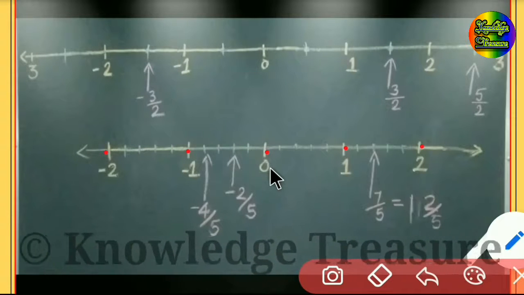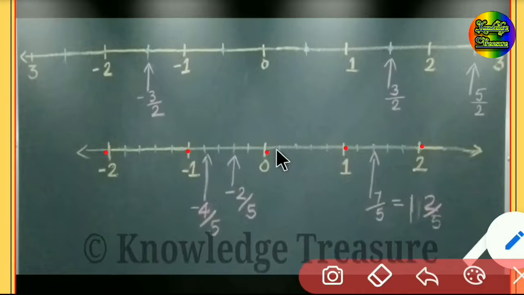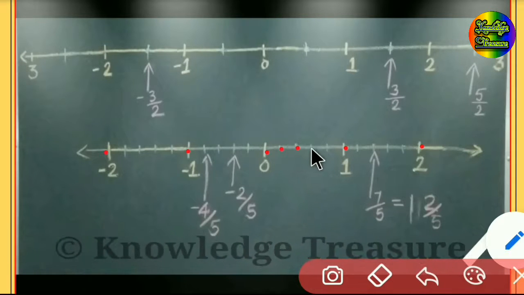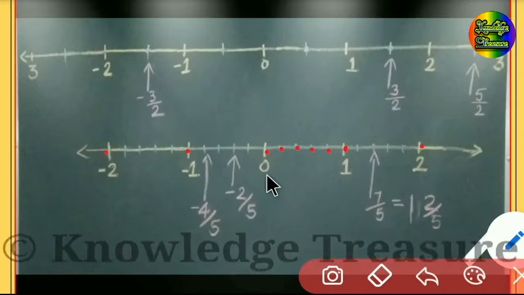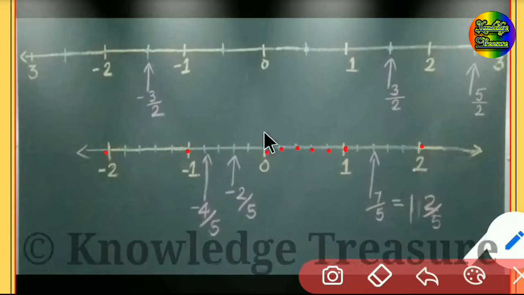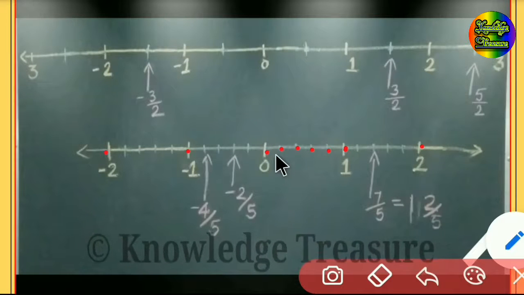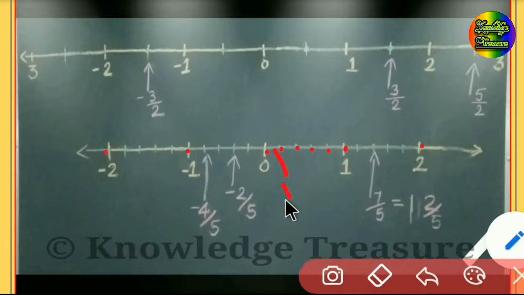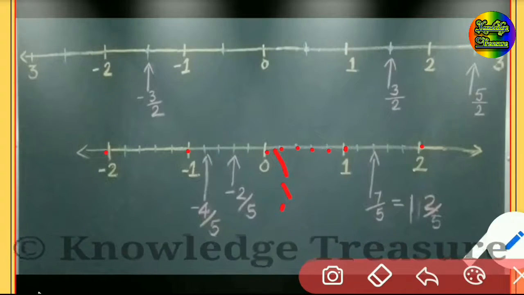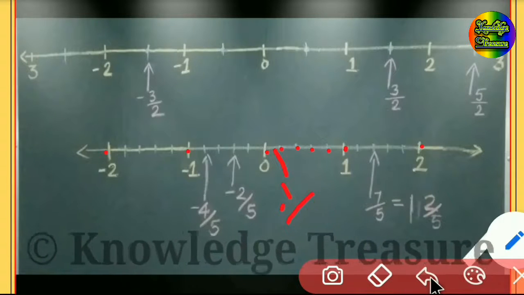The third step is we have to divide each unit into how many parts? 5 parts. So, let us see. First part, second, third, fourth and 5. That is, we have divided from 0 to 1, this one unit, into how many parts? 5 parts. Each part has the value of 1 upon 5.